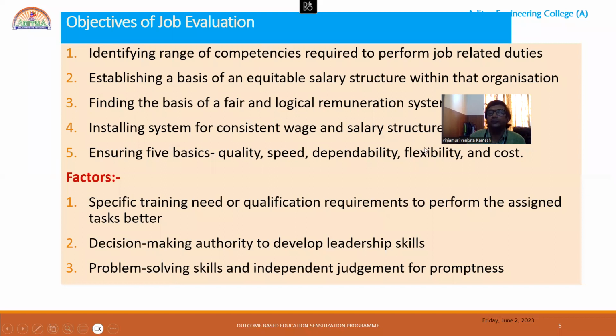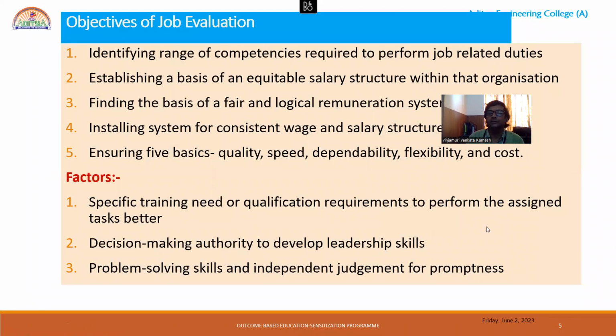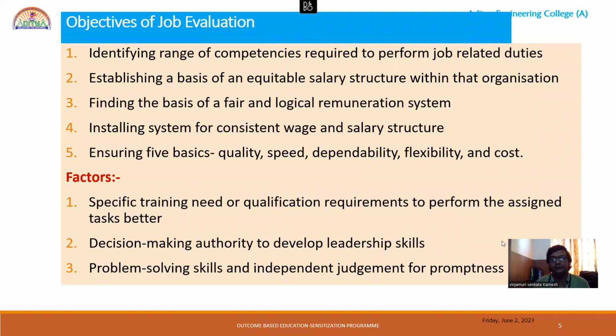And what are the objectives? Objective means simply what are the advantages I will get by doing the job evaluation. Simply saying, what are the benefits. So identifying the range of competencies required to perform job related duties. Now we can ask the person, because this job has risk involved in it, whether you are competent or not, we are going to test you like this. And establishing a basis of an equitable salary structure within that organization.